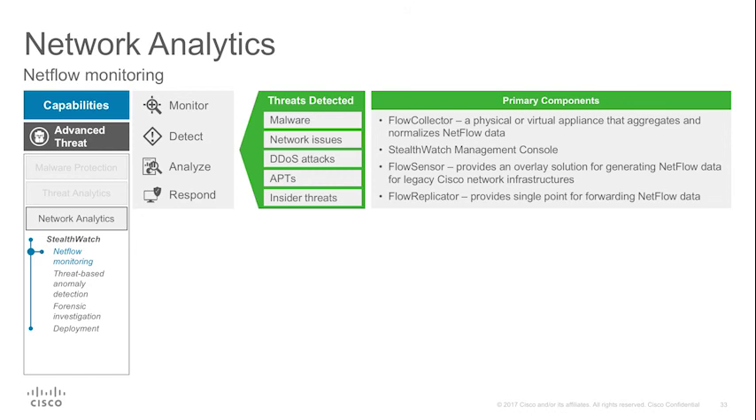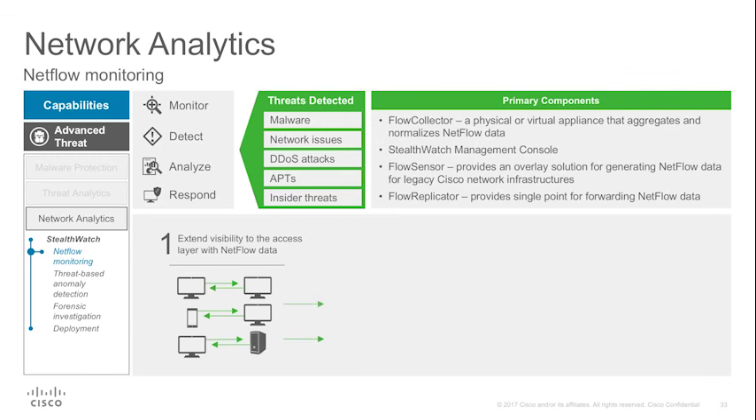It can identify a wide range of attacks, including malware attacks, network issues, distributed denial of service attacks, APTs, and insider threats. StealthWatch collects and analyzes network telemetry, such as flow, including NetFlow, S-Flow, J-Flow, and more, from existing routers, switches, and firewalls to monitor network and user behavior.